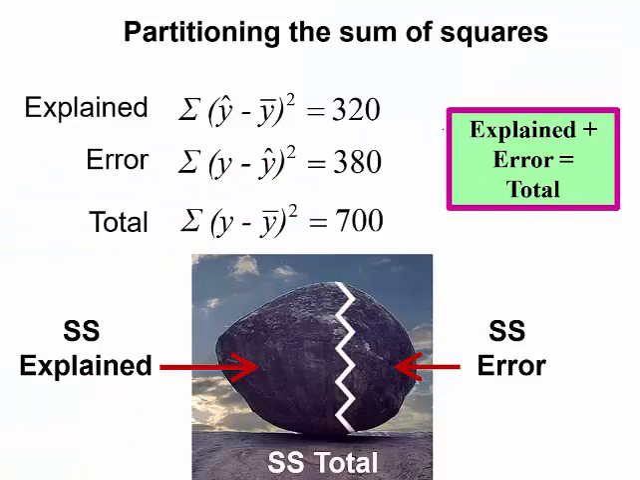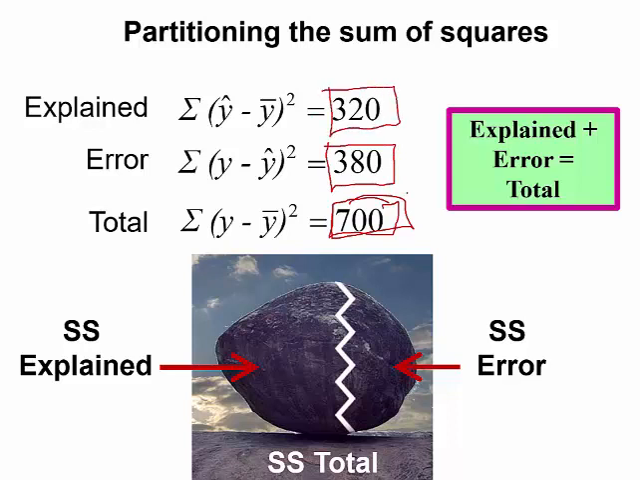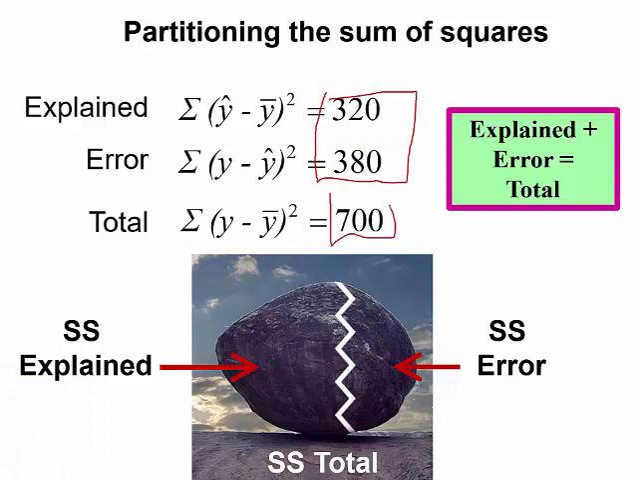So here's how it looks in our particular example. We had a total sums of squares. When we calculated that, it was 700. That's the sum of squares of y minus y bar, the first step in calculating the standard deviation of y. If you go way back to one of our previous slides, we calculated that. Our error sums of squares, we calculated that. We got 380. And our explained variance sums of squares was 320.